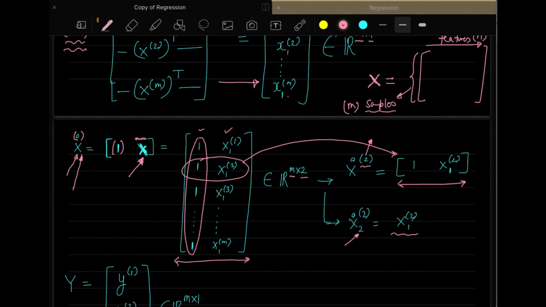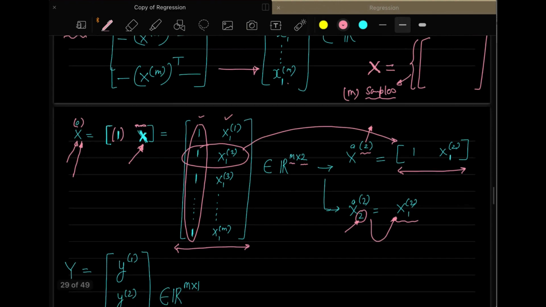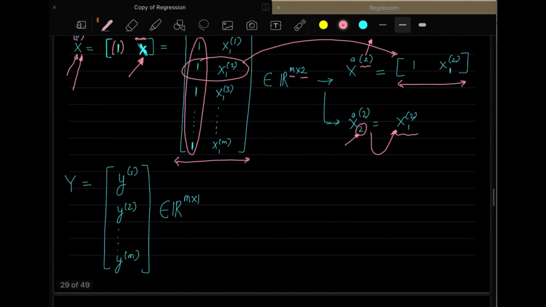It depends. If you are representing columns by 0, 1, 2, 3, then it will be 1. Otherwise, if you are using columns as 1 and 2, then it will be 2 here. So you are accessing a particular element of this matrix, then it is this. Similarly, the y's will be represented in this fashion.